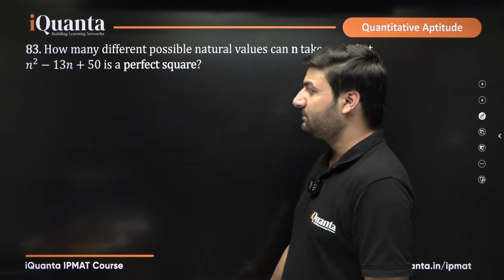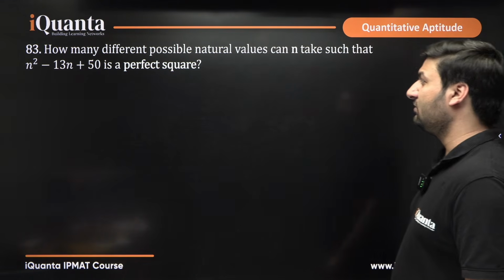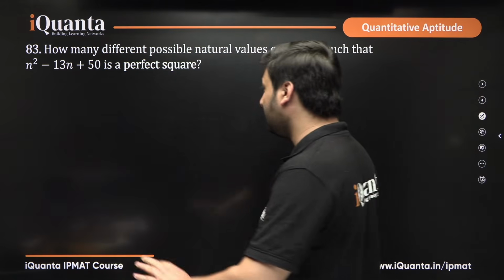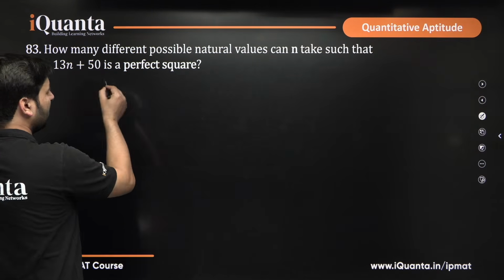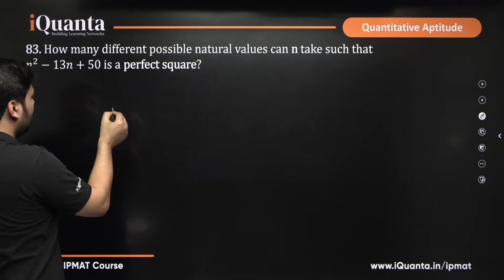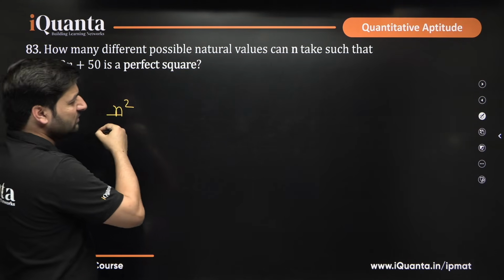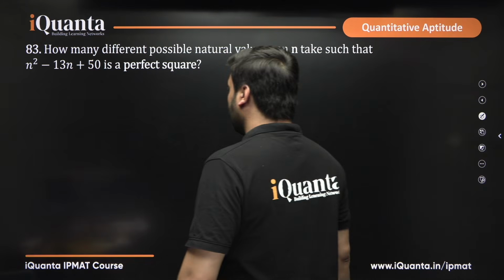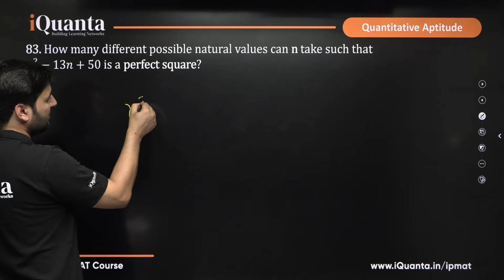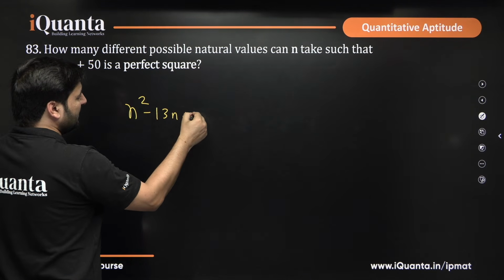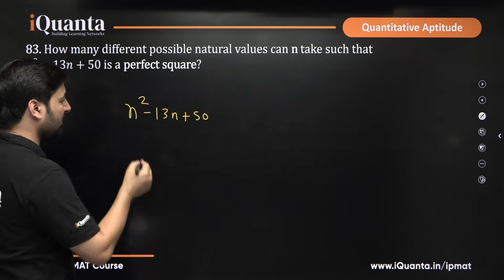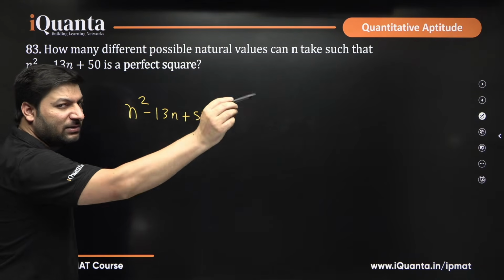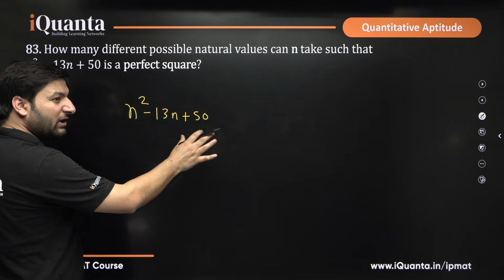If you talk about this particular question, how many different possible natural values can n take such that n square minus 13n plus 50 is a perfect square? Okay, you want to make it a perfect square. Now, many of you will try to do something like this. Suppose you have n square minus 13n plus 50. You want to make it a complete square. So, many of you will try to make it n minus something whole square plus something. If you do that, it will become complex.